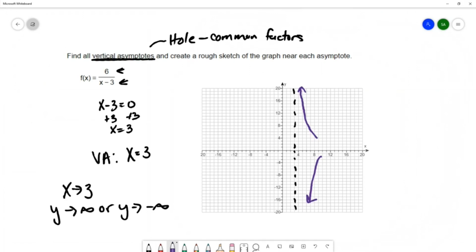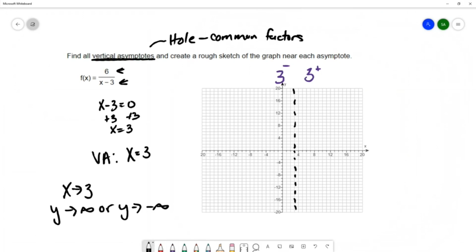And this is on the 3 plus side, to the right of 3. And we need to figure out whether we're going to go to infinity or negative infinity on the 3 minus side, which is less than 3. So that's what we're trying to figure out when we want to give a rough sketch of the graph. So to do that, we're going to pick a value that is a little bit more than 3 and a value that's a little bit less than 3 so we can figure out what's going on each side.